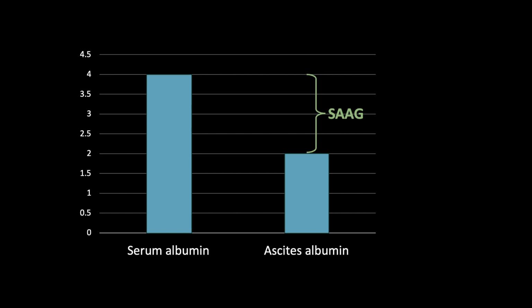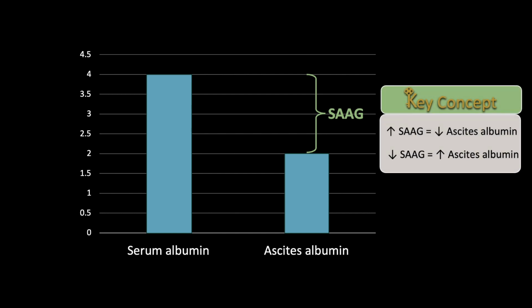And this brings us to our first key concept. A high SAAG indicates low albumin in the ascites, and a low SAAG indicates high albumin in the ascites. The pathophysiology of ascites development is complex, and it involves a complicated interplay of hydrostatic pressure, oncotic pressure, sinusoidal fenestra, and it's beyond the scope of this video. But this analogy is a good model for conceptualizing the key factors at play to help us understand the pathophysiology rather than just memorize it.